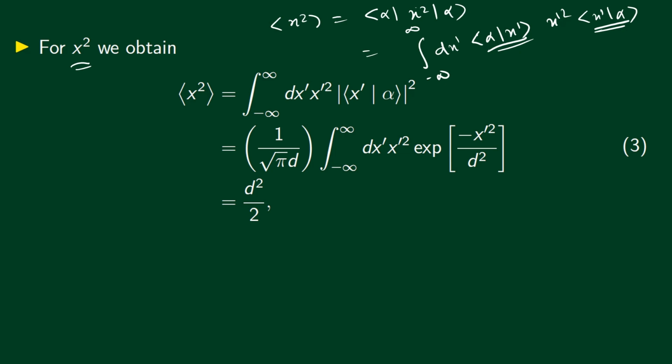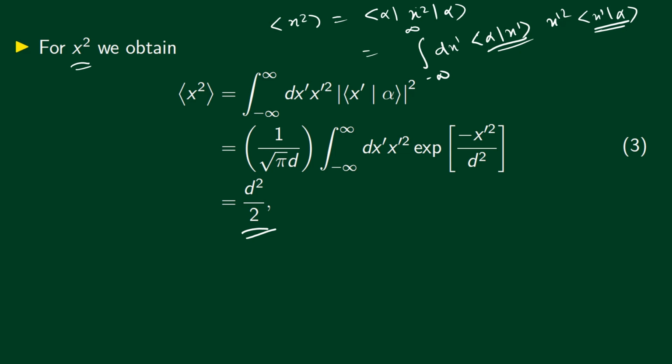Now our bra x prime ket alpha, or the wave function, is called psi alpha of x prime. This is the Gaussian wave function that we have already seen. Just substitute the Gaussian wave function in here, find the modulus squared, and then you can integrate it using the gamma function. You will see that you can bring it to the form of the gamma function, and carrying out the integration, you see that the expectation value for x square is equal to d square divided by 2.